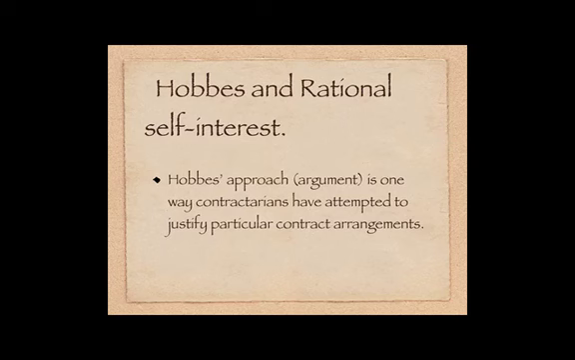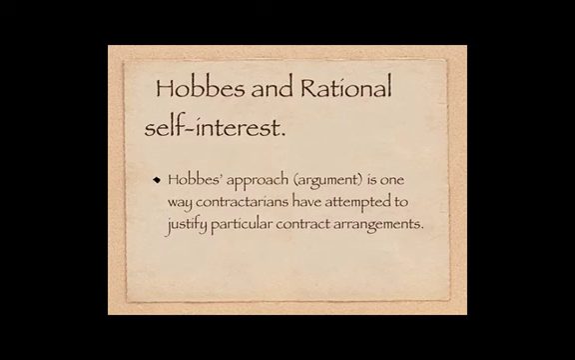So Hobbes' approach and argument is one way contractarians have attempted to justify particular contract arrangements. When people talk about social contract theories in terms of Hobbesian approaches, what they mean is a rational self-interested approach. Now, there are other contract approaches which are not rational self-interest approaches, and these are along the lines of Kantian approaches. So there are others who argue that we don't need actual agreement between individuals, and that all agreements don't necessarily have to make me better off.